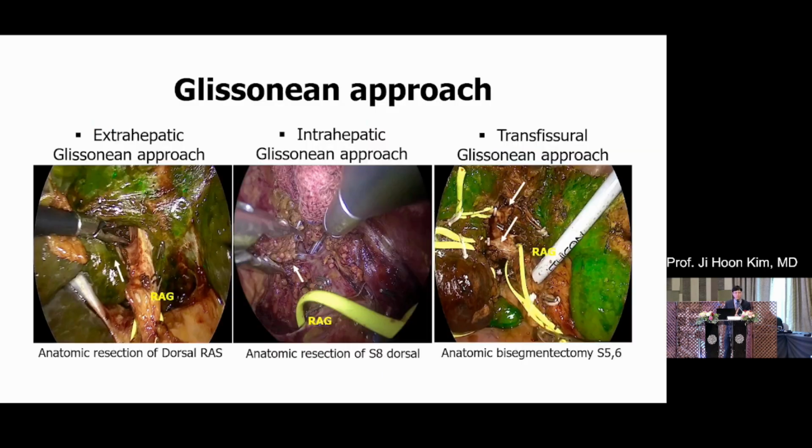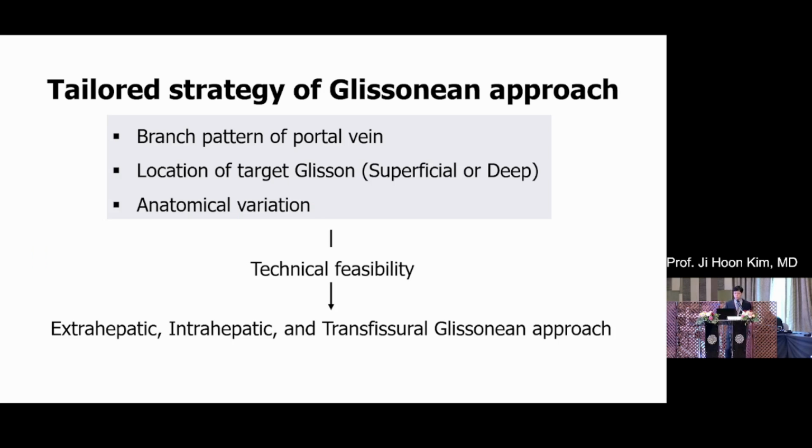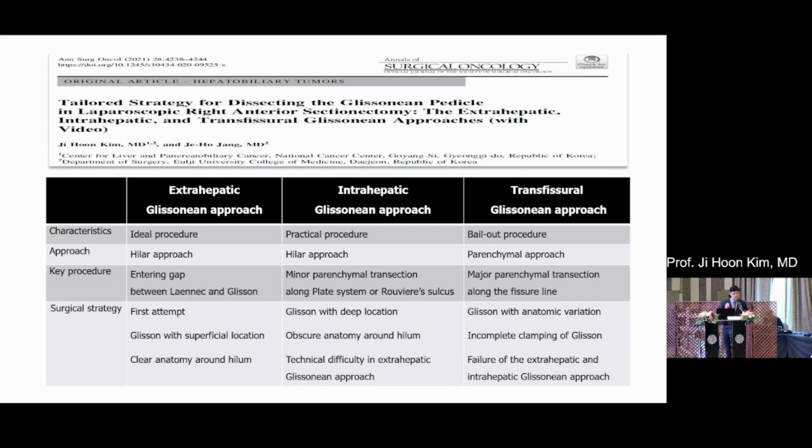We tailor the strategy, extrahepatic, intrahepatic, or transfissural Glissonean approach, when performing anatomic liver resection, based on the branch pattern of the portal vein, the location of the target Glissonean pedicle, anatomic variation, and finally technical feasibility. We summarize that, and each technique has advantages and disadvantages.